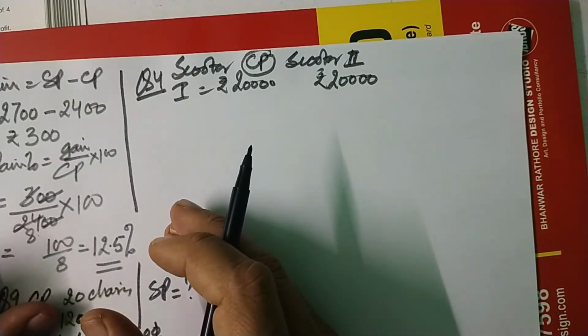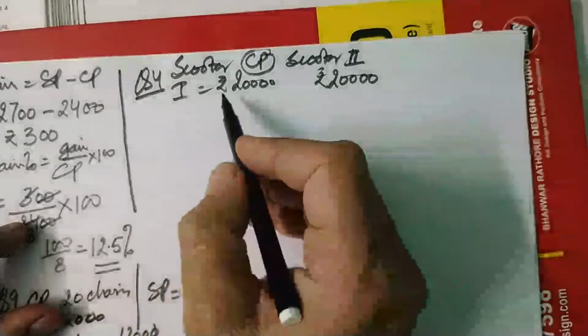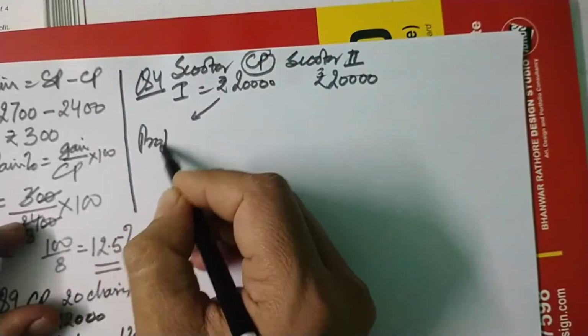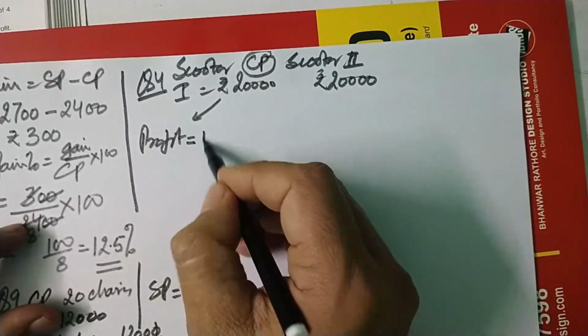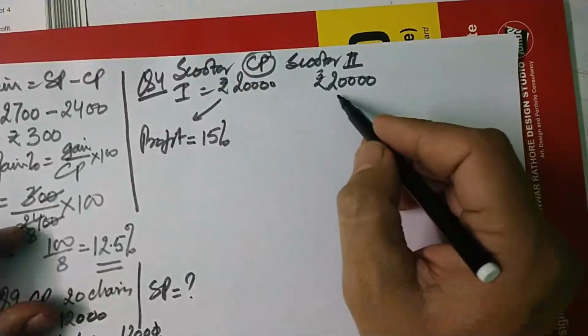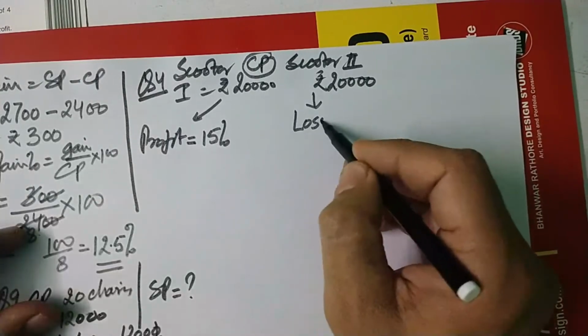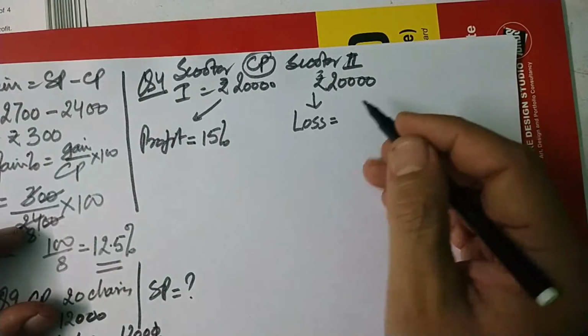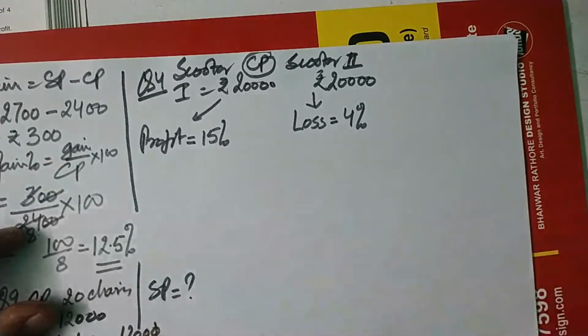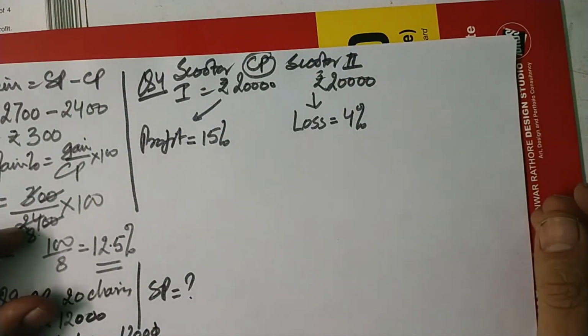Then he says he sold the first scooter at a profit of 15% and the second scooter at a loss of 4%. So you have to find his total profit or loss. Did he make total profit or loss in buying both the scooters?